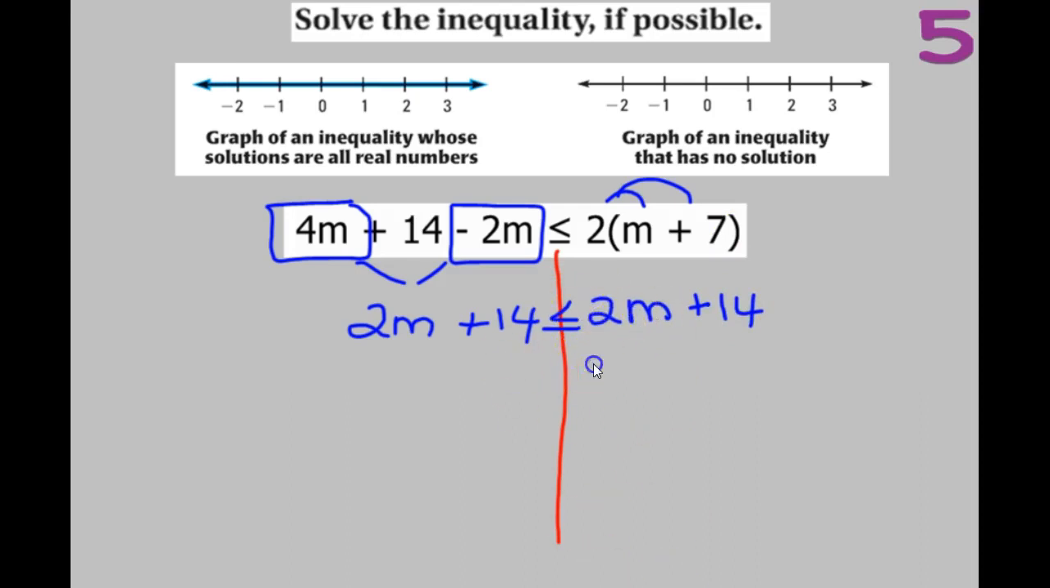So I'm going to move my 2m over to the other side. I'm going to subtract it. So 2 minus 2 is 0, so those eliminate. We have 14 is less than or equal to 14.